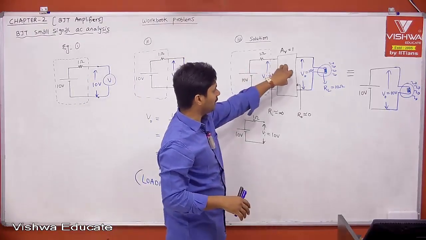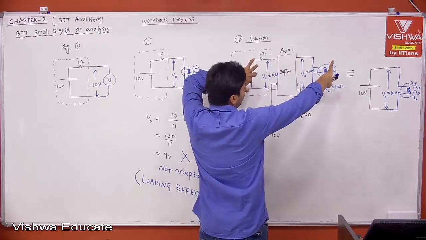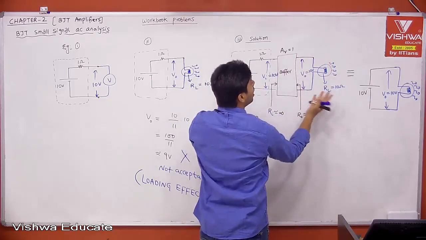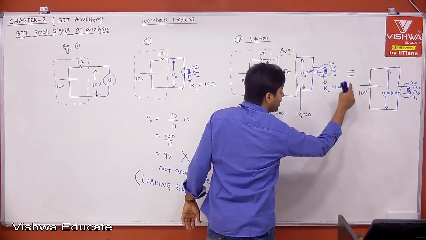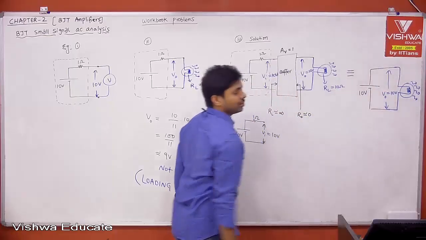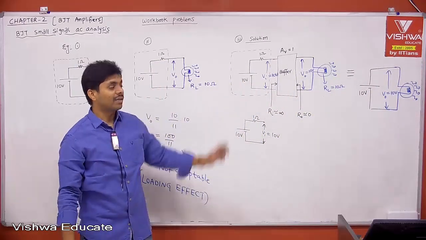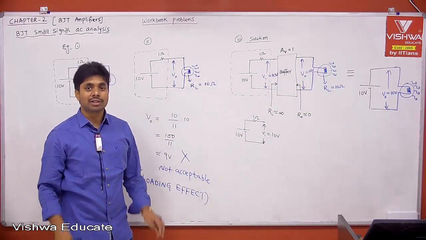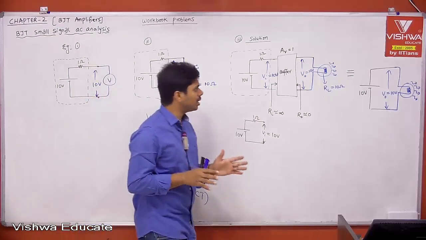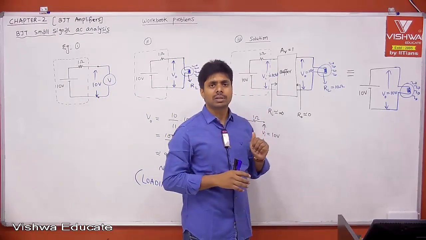But when you keep the buffer in between, it isolates both the source and the load, and then we equivalently get an ideal battery connected to the load. That is the job of your buffer amplifier. Remember, it is not giving any voltage gain. You may say, no, I don't have voltage gain, so why do I use it as an amplifier?